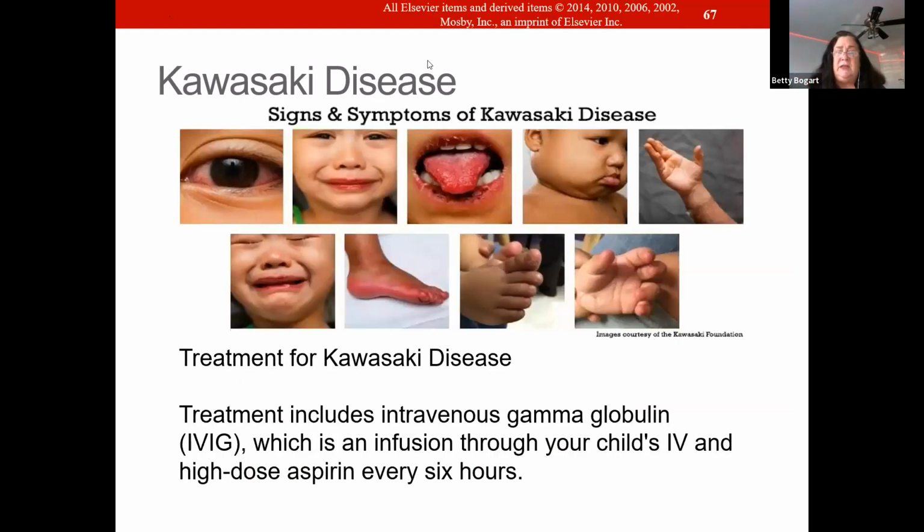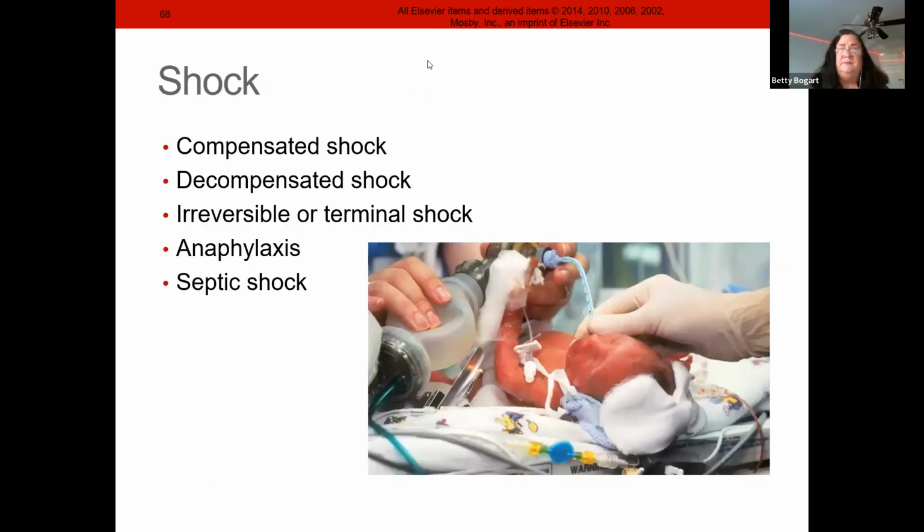And how do we treat this? Well, this is the only time you will give aspirin to a child. And the aspirin is given because it's like an anticoagulant. It's going to prevent clots, especially in those coronary arteries, right? And we also give intravenous immunoglobulins. It's a virus. It's not antibiotics.